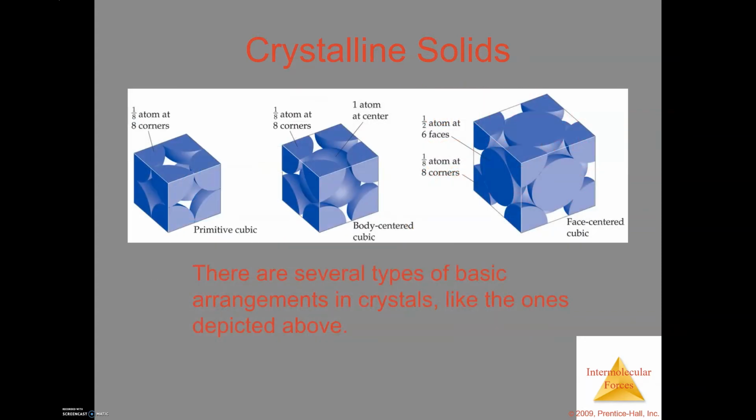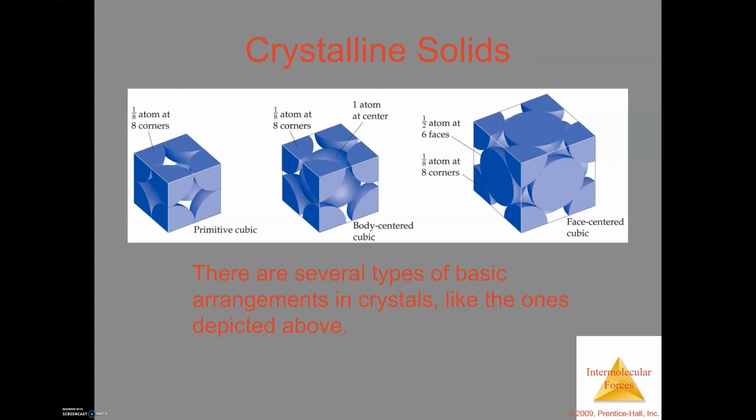So again, there are several types of basic arrangements in crystals like the ones we saw previously: primitive cubic, body centered, and face centered. Now, if you look at the way this drawing is drawn, you can see that not all of the spheres are found inside of the unit cell. If you look at the primitive cubic, only 1/8 of the atom is found inside of the unit cell. So the rest of that sphere is found in the other unit cells on the outside.